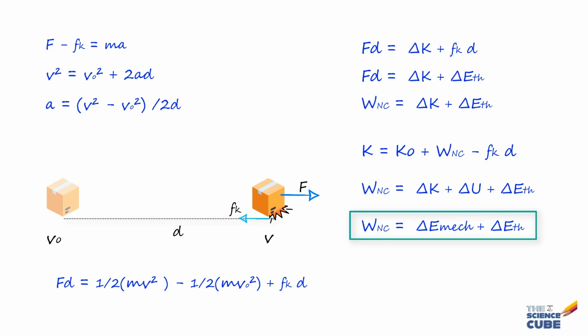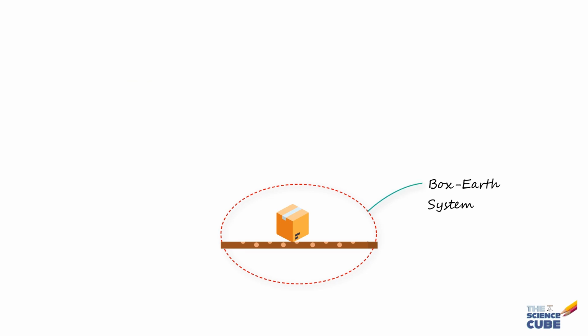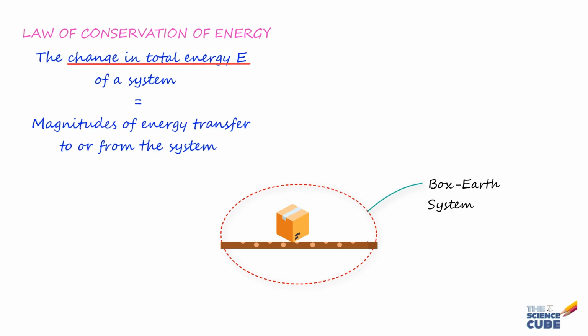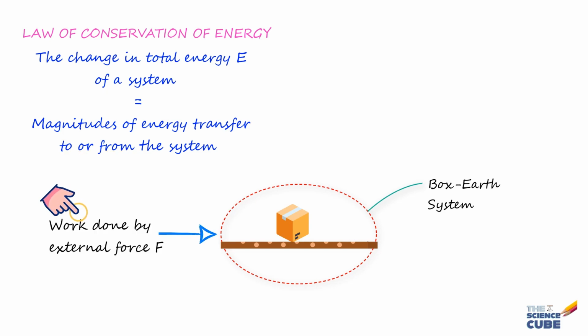So by now it is quite clear that energy is transferred to or from objects or systems quite like money that can be transferred between accounts. And the statement scientists use in a more formal way to state the same thing is the law of conservation of energy, that states that the change in total energy E of a system is nothing but the magnitudes of energy that are transferred to or from the system. And the type of energy transfer we have discussed is work W done on the system by an external force.